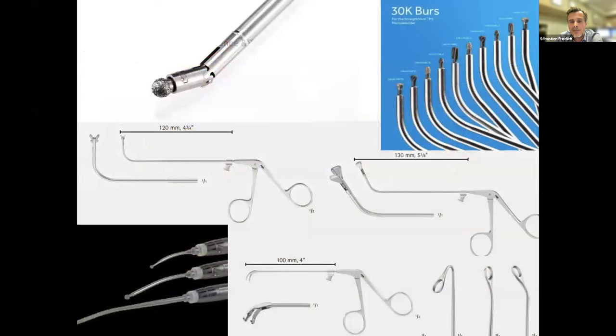I am working more and more with angle instruments. There is a lot of those now available. You even have angle drill available. So definitely you don't need the same amount of space we were using at the beginning of extended endonasal approach to do the job deep in the skull base because of those angle instruments.